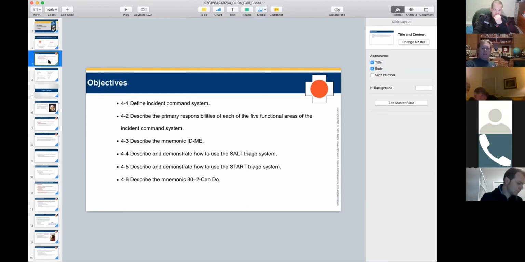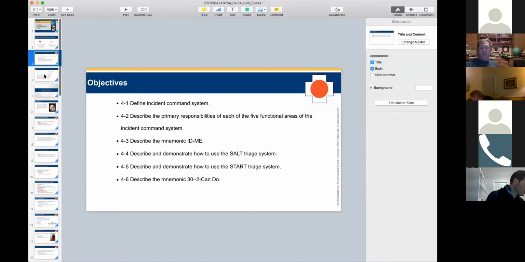The ID demonstrate how to use the SALT triage, START triage. It's mnemonics, people. The 32 can do is the one I'm going to really start and stress and get through, because of all the systems that we've gone through, that is actually the one that's the easiest and the quickest to use.